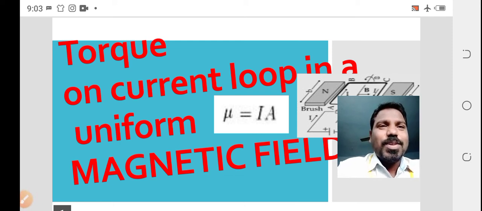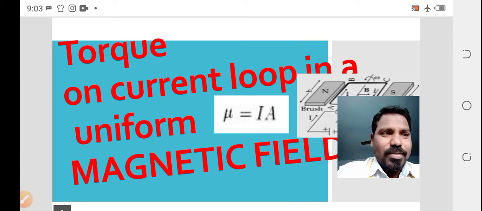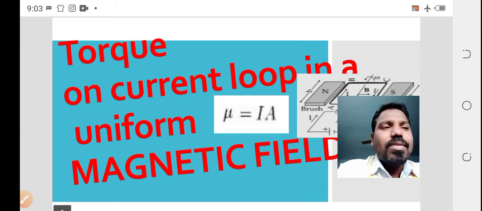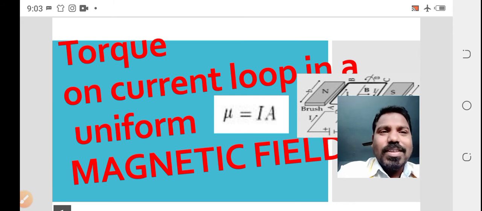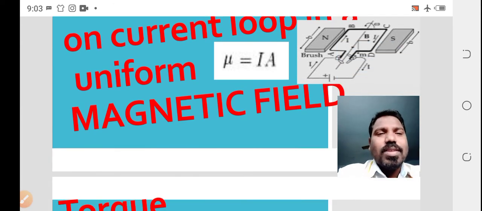I welcome you to today's session about torque on a current loop in a uniform magnetic field. What is our session? Our session is about torque on a current loop in a uniform magnetic field. In the previous session, we discussed the torque definition and the nature of the uniform magnetic field. Let's see what it is.